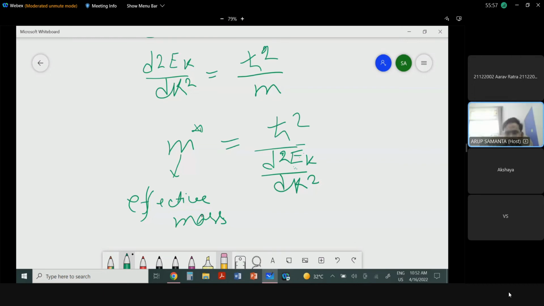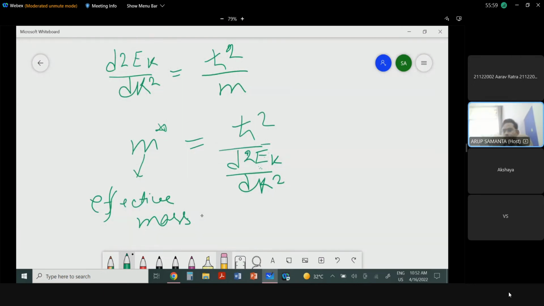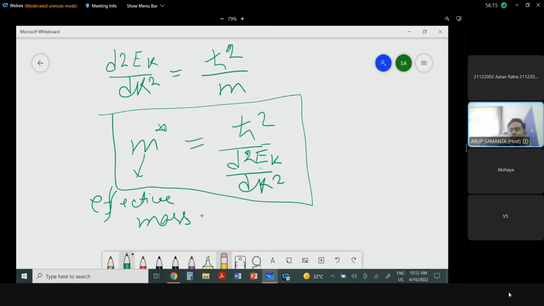Now the question is, can this mass be positive or negative? Can you say? Do you have any idea, just from this mathematical relation, whether the mass should be positive or negative?